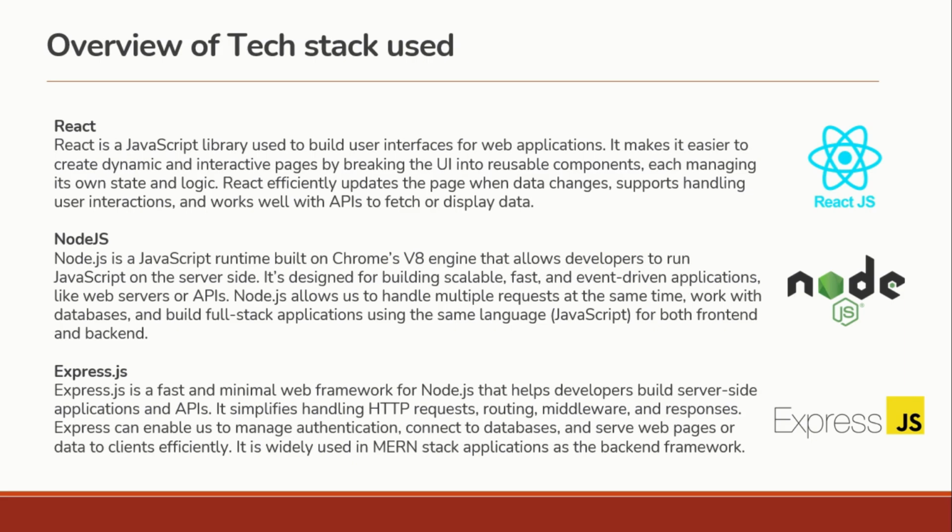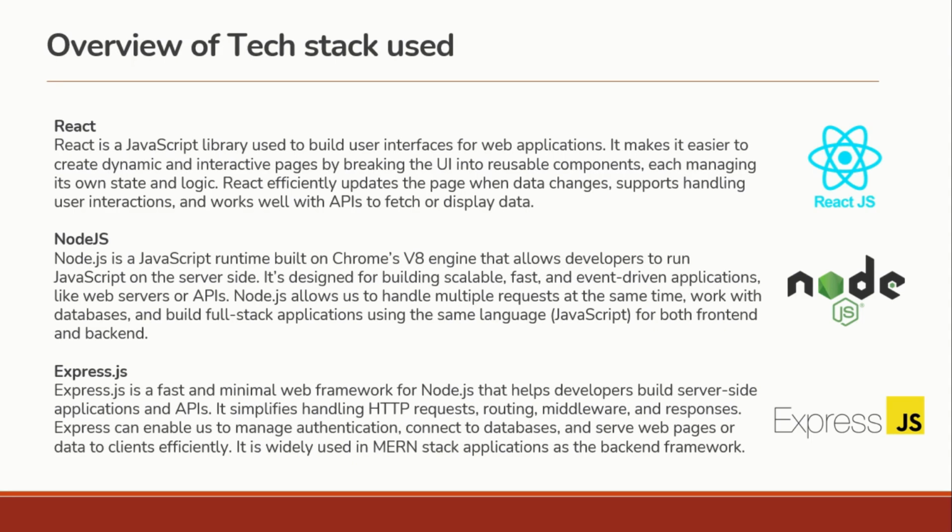Node.js is a JavaScript runtime built on Chrome's V8 engine, and it allows developers to run JavaScript on the server side. It's designed for building scalable, fast, and event driven applications. Node.js allows us to handle multiple requests at the same time, work with databases, and build full stack applications using the same language, JavaScript, for both front end and back end.